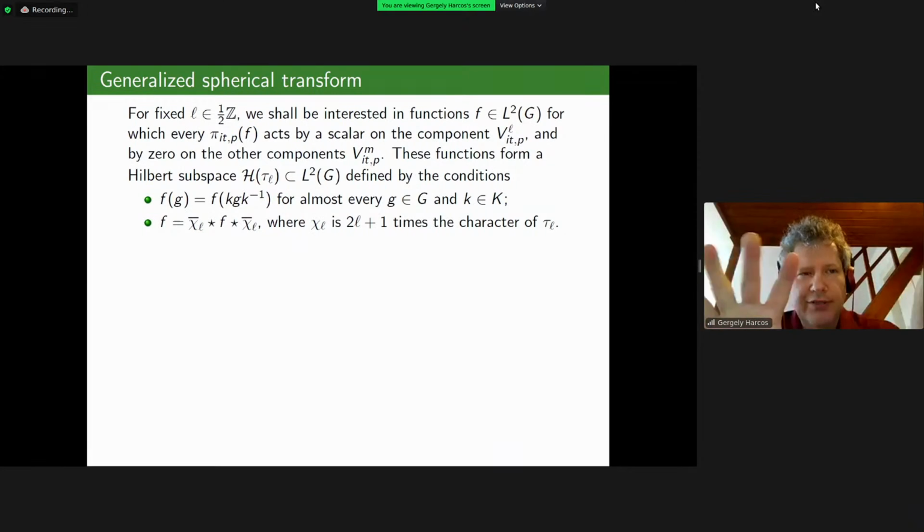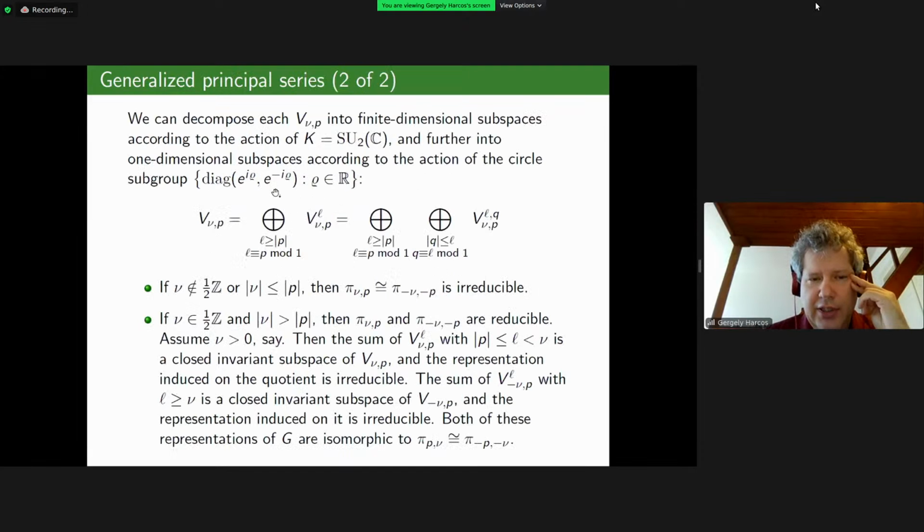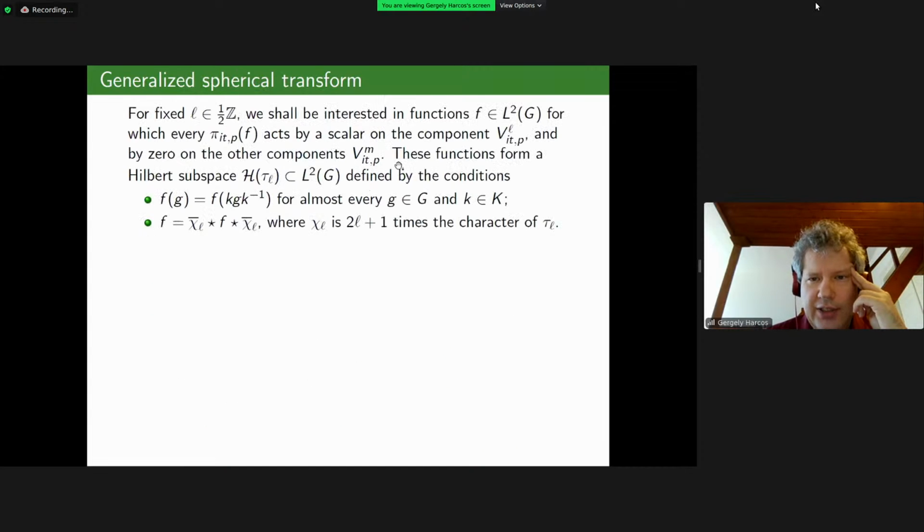So for a fixed l, as in our theorem, we'll be interested in test functions f which have the following property. The corresponding piece on the right-hand side should act by a scalar on the lth K-type component and by 0 on the other K-type components. So remember, we had this decomposition. This is an orthogonal decomposition of the space. And we want to see a scalar action on the lth component and the 0 action on the other components.